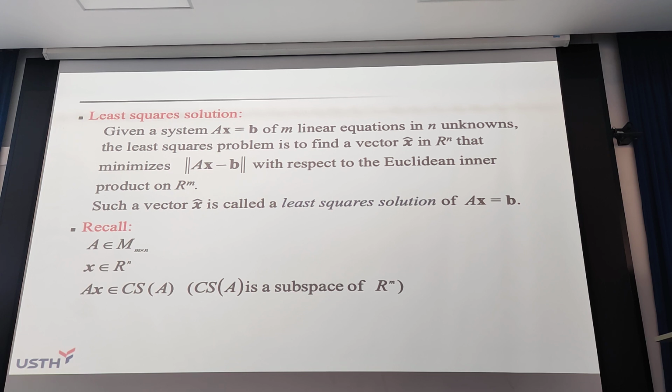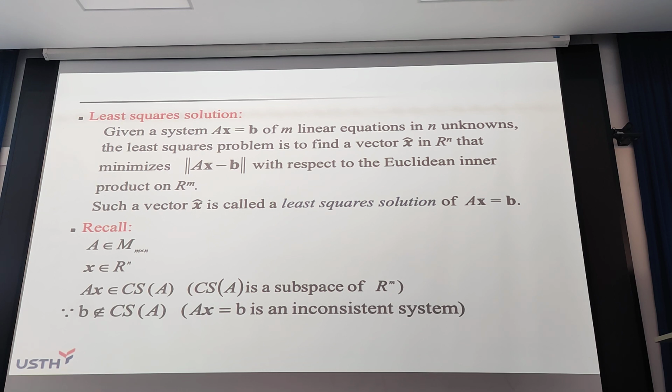Now I analyze it. A is a matrix of size m by n. x is any vector inside Rn, that is a column vector. If we multiply Ax here, we always get some vector inside the column space of A. I leave it for you to verify. A multiplied by x will be a vector lying in the column space of A. Now, because the system is inconsistent, it means b does not belong to the column space of A.